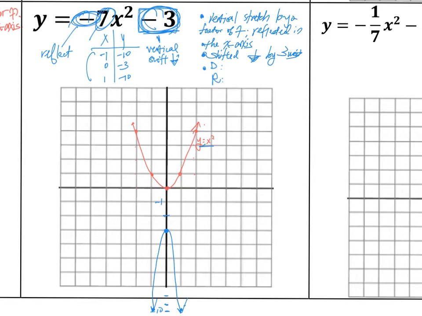And the domain, again, will touch on every single x-coordinate on the xy coordinate plane, so we just say all real numbers. And the range will begin here. We want everything less than or equal to -3.